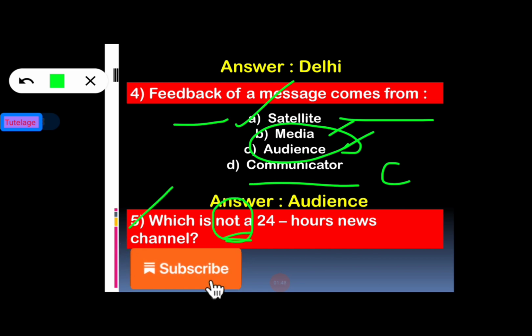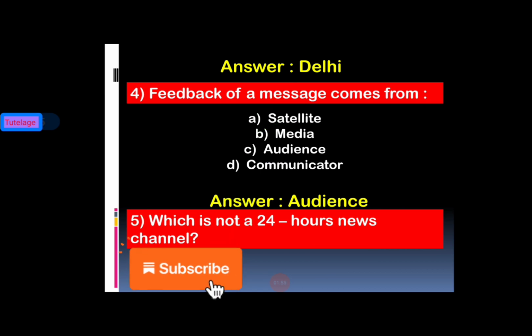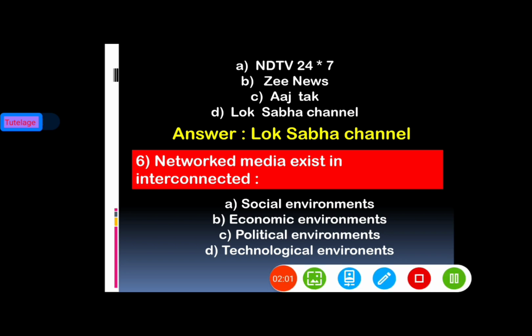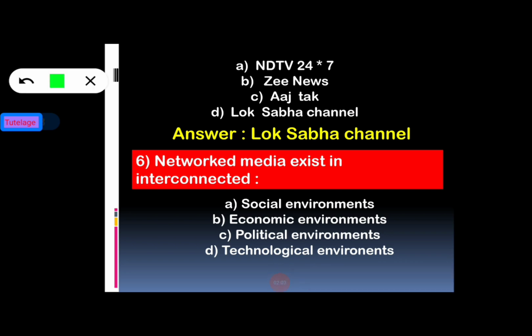Which of the following is not a 24 hours news channel? The most important word in this question is "not". Now move on to the next slide, and here we can see our four options. The first option is NDTV 24x7, G News, Aaj Tak, and Lok Sabha channel. The answer is the Lok Sabha channel, because from the name we already know NDTV 24x7 is a 24 hours channel, and we all know G News and Aaj Tak are both 24 hours channels.